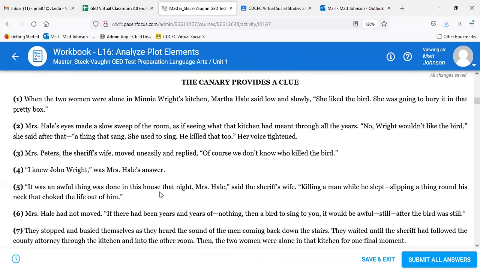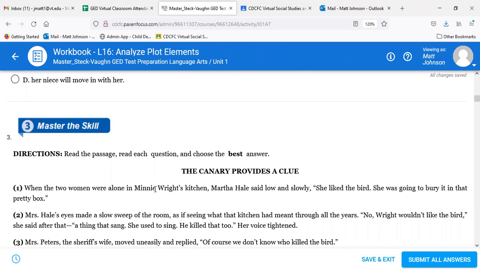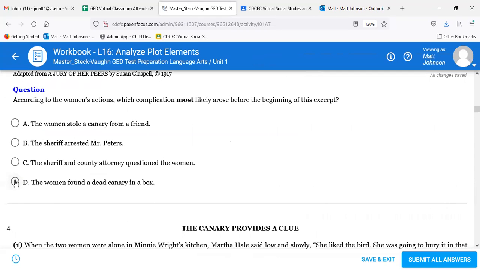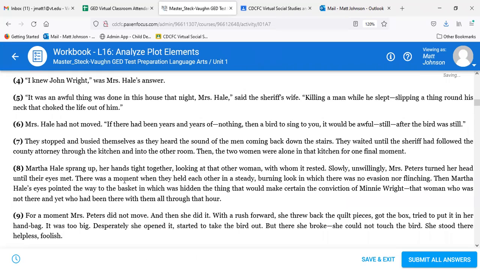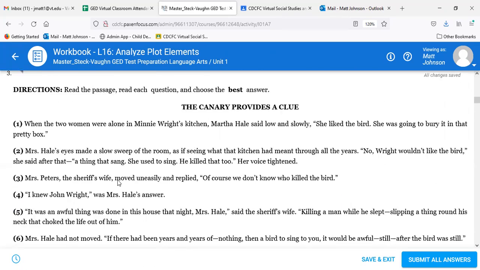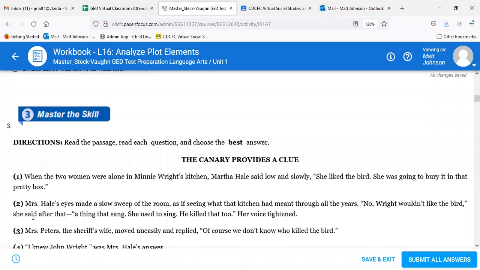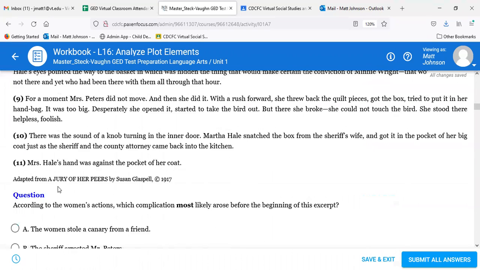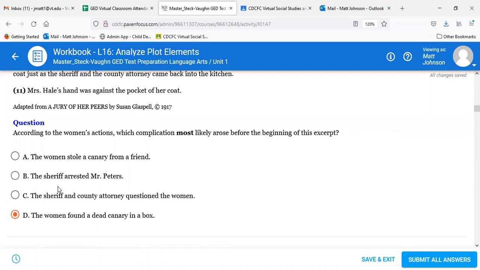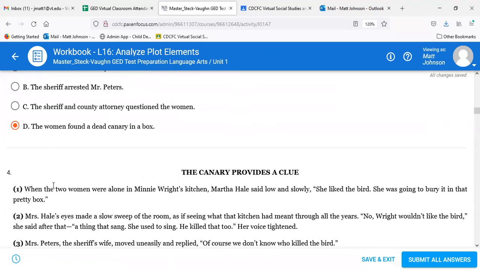It's D. D as in dog, right? Because at the beginning there, we hear that when the two women were alone in Minnie Wright's kitchen, Martha said low and slowly, she liked the bird. She was going to bury it in that pretty box. So you know right away that they had already discovered the dead canary. So D as in dog for number 3.